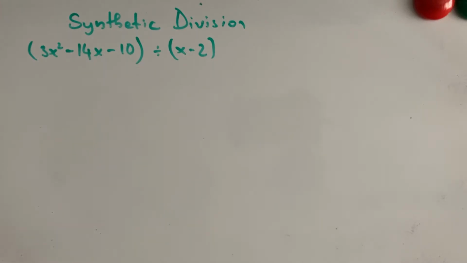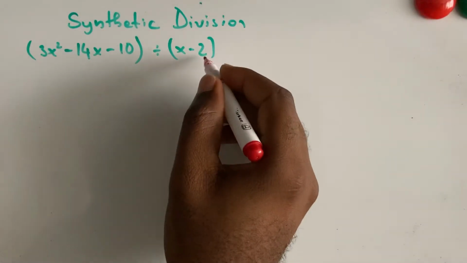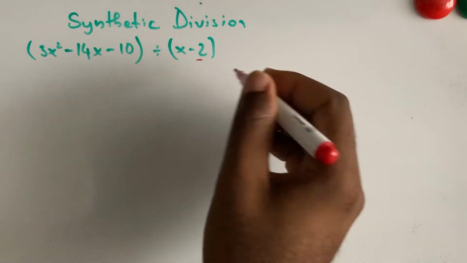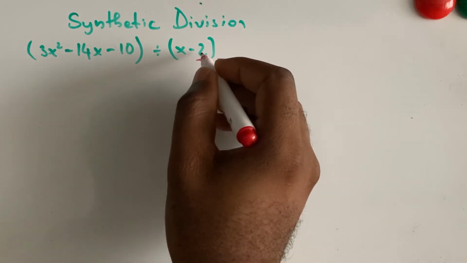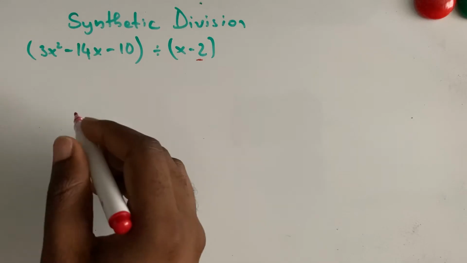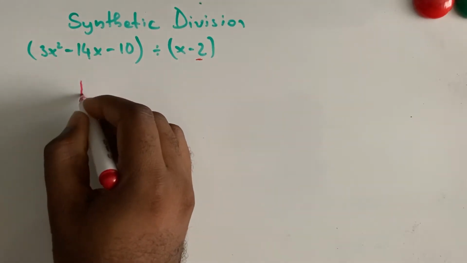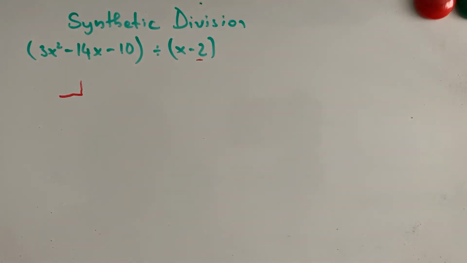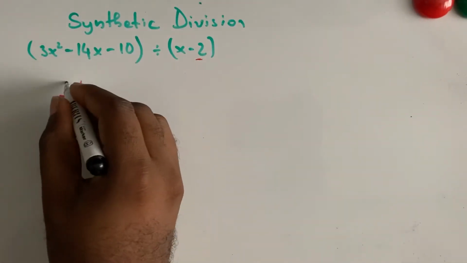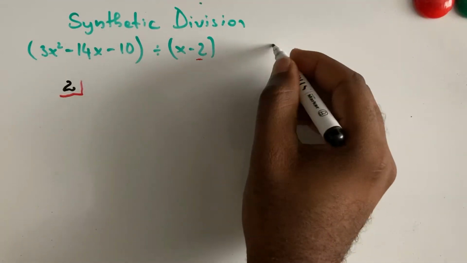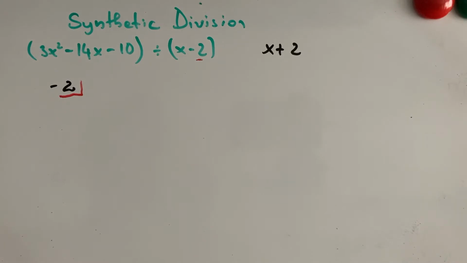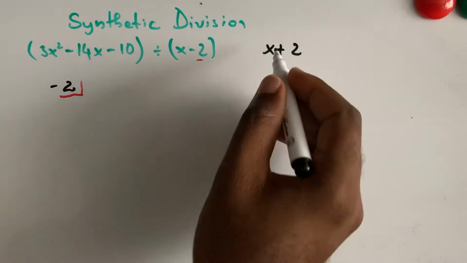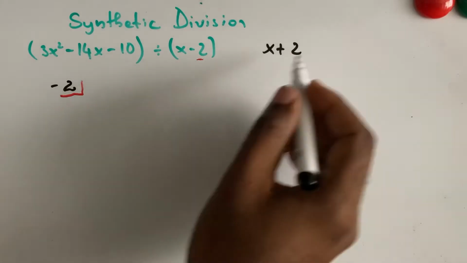The key thing to know is that this is the number you're going to use right here. Usually you just pick the opposite of what you see here. So if I see -2 here, I'm going to pick 2. What you're going to use right here is 2. If this was, for example, x plus 2, I would have put -2 here. I want you to be clear on that: you always put the opposite.